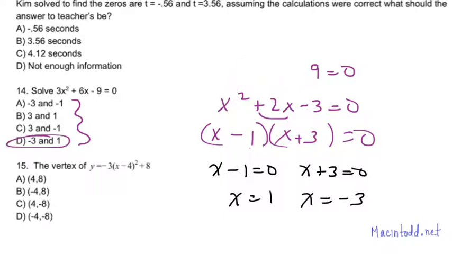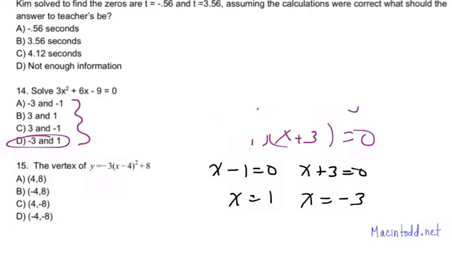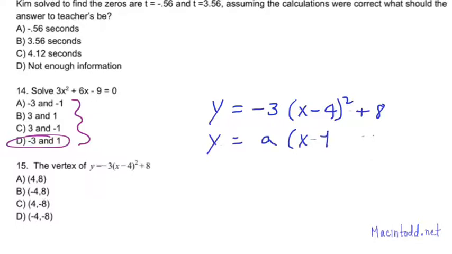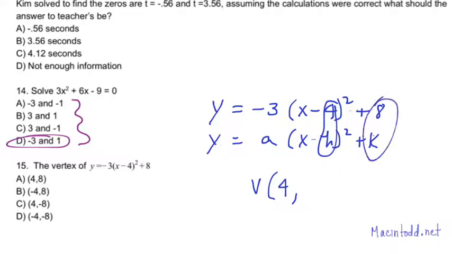And finally, our last one on the review guide is find the vertex. And they give it to you in vertex form. And so remember, this is y equals a times x minus h squared plus k. We can see the h is 4, and our vertex is at h, k, and the k is 8. So 4, 8.